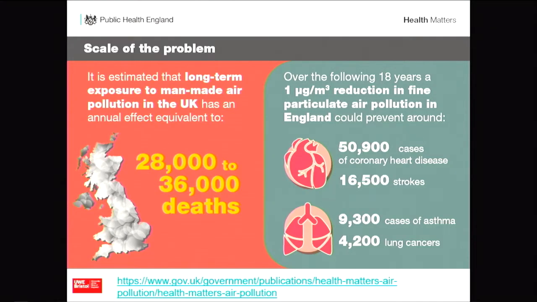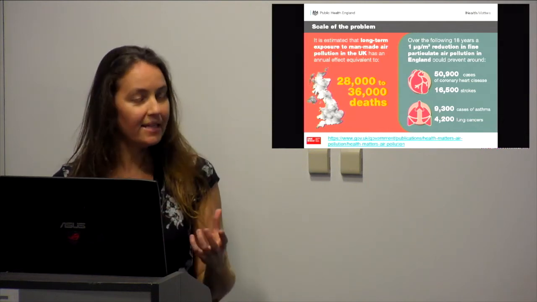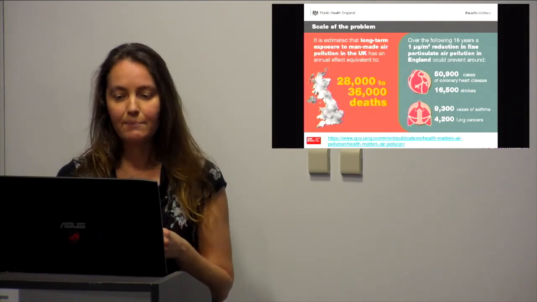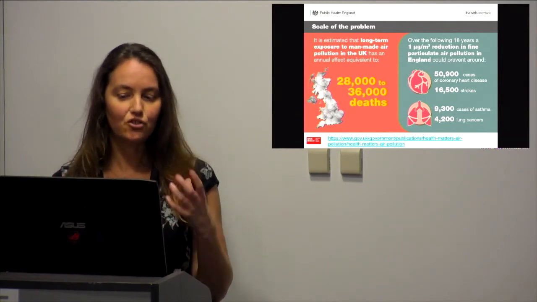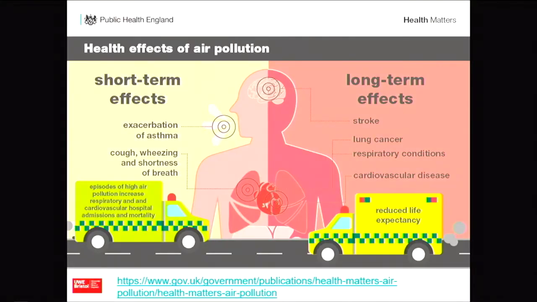And the impacts of air pollution, the reason why we're interested in air pollution, is because it's a public health issue. And again, looking at Public Health England statistics, we now have a range of 28,000 to 36,000 premature deaths attributed to exposure to particulate matter and nitrogen dioxide combined. And here we're looking at impacts relating to heart disease and strokes, as well as asthma and lung cancer. And these impacts are felt short-term and long-term.